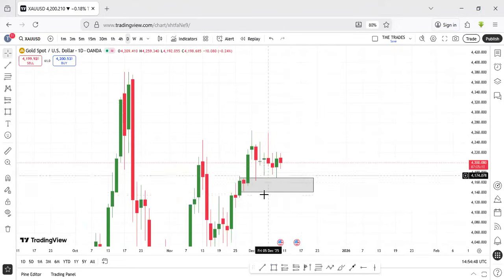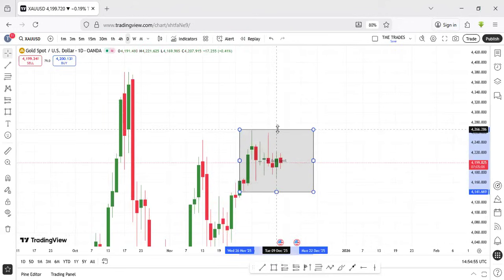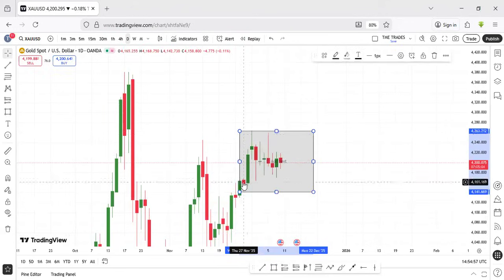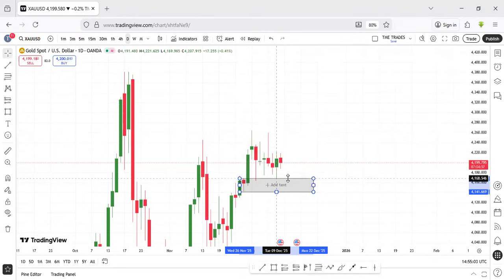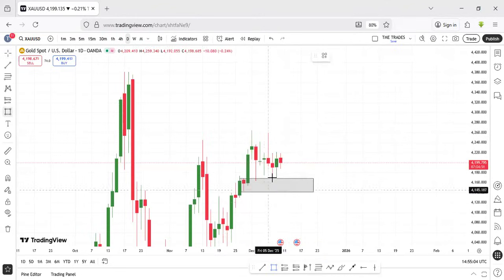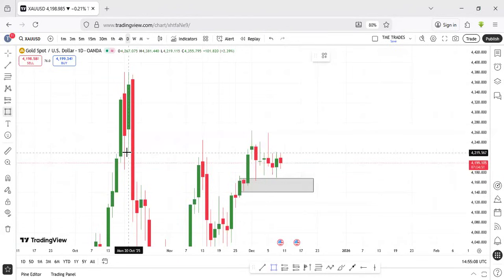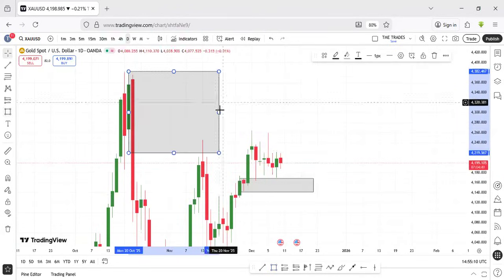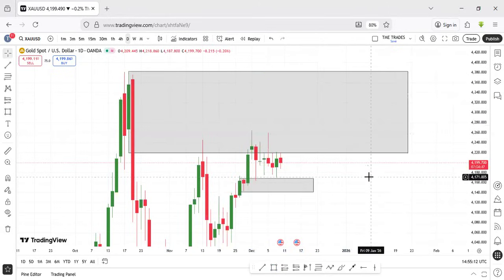And that's exactly what gold has done. Currently, gold is between this daily order block, buy order block, and this resistance, which is a bearish order block at this particular place. So gold is struggling to break this market to the upside today.